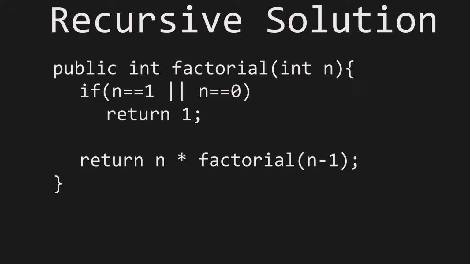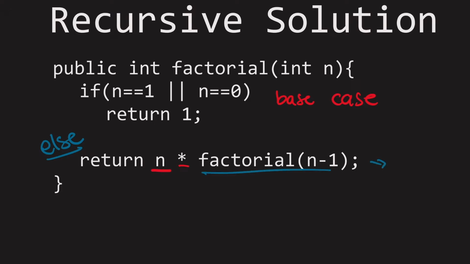Here's the recursive solution for the factorial problem. We have a public function which returns an int called factorial, which takes in an integer we call n. Notice this conditional. We say if n equals 1, next is the OR operator, so if n equals 1 or n equals 0, return 1. If you notice, this is our base case. The else is implied because if the condition cleared, then the function would return before the rest of the code is complete. But else we are going to return n times the factorial of n minus 1.